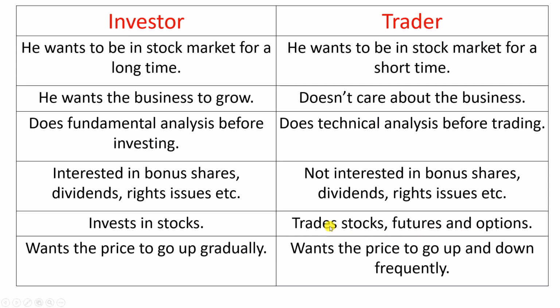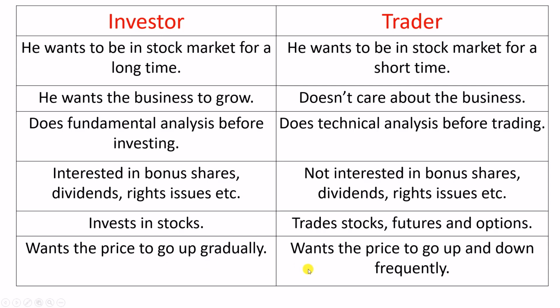Now a trader trades stocks and also futures and options, whereas an investor invests in stocks. An investor wants the price to go up gradually. He is not bothered if the price comes down. In the long term, it has to move up, but in the short term, if it comes down, he is not worried about that. He just wants the price to go up gradually over time.